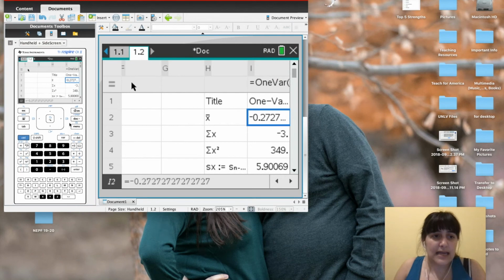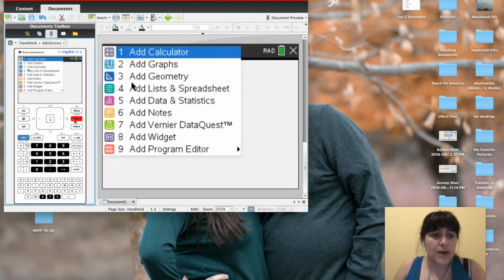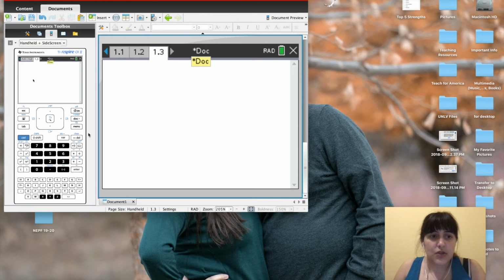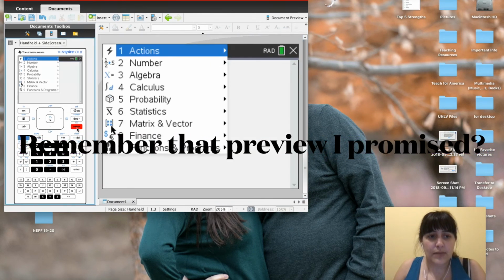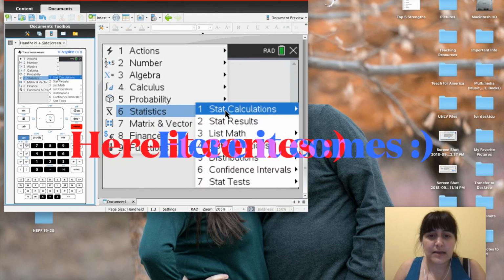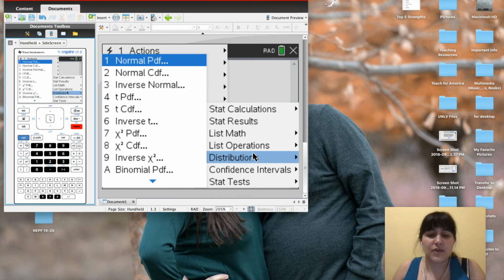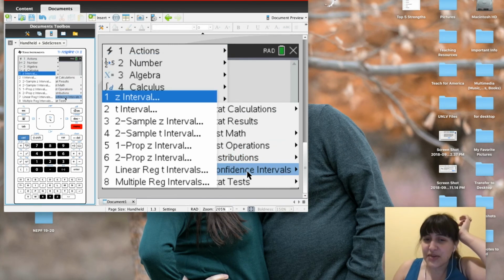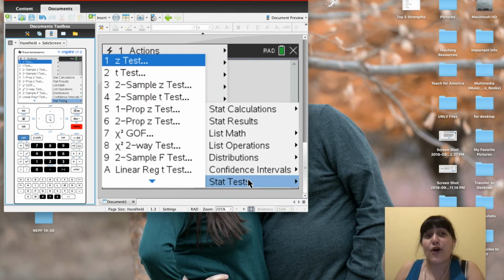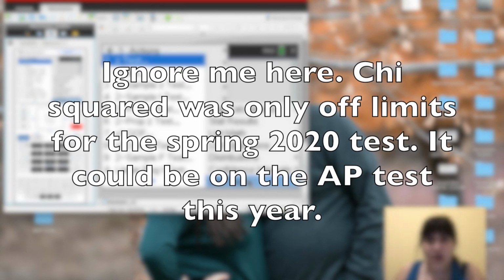So I need to add just a regular calculator screen. So here are your steps. I'm going to press menu, statistics, and then I want distributions for this one. But do you see how you have a confidence interval menu and a stat tests menu? Here are confidence intervals. So you have a Z and a T, two sample, proportion. And then for tests, see how I have all of these tests? Z, T, two sample Z, two sample T, one proportion Z, two proportion. These are chi-squared right here, which are not on the AP test this year.